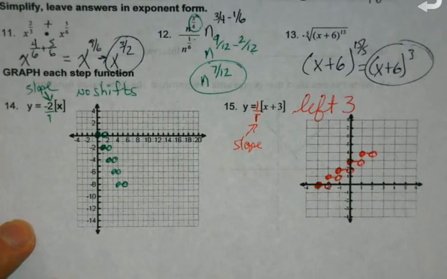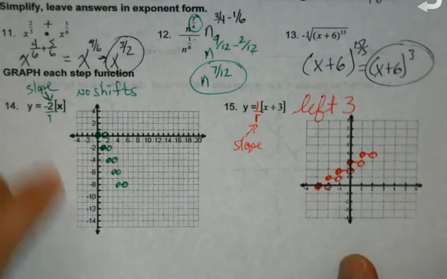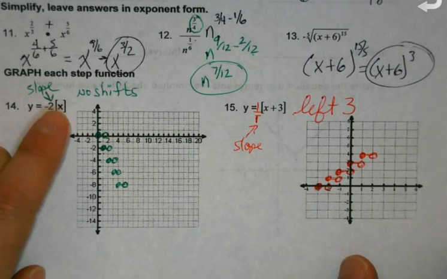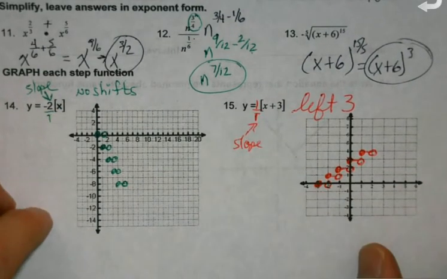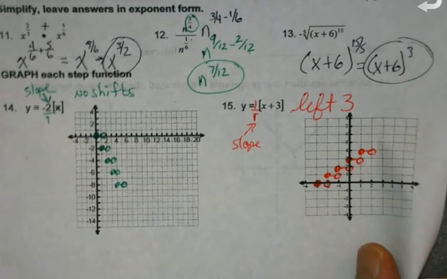And then we're done with that one. Okay? Remember, the number in front is my slope, no shift, excuse me. When I see the pluses and minuses, that's when I'm going to be shifting. If it's outside, that's the up and down one.